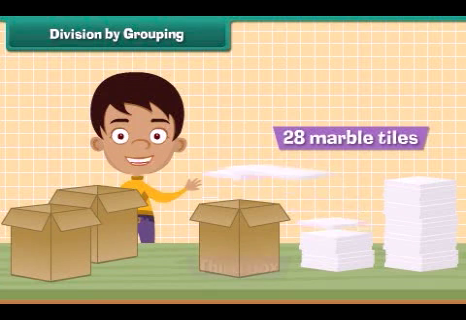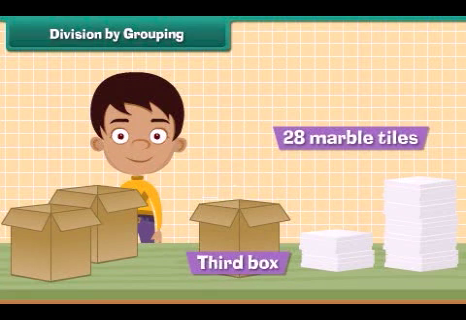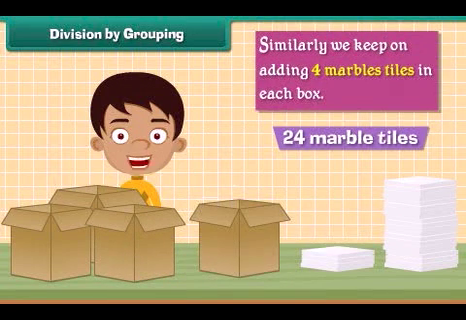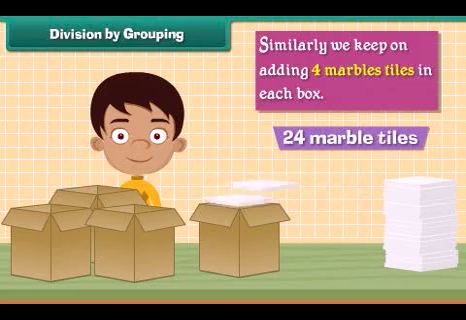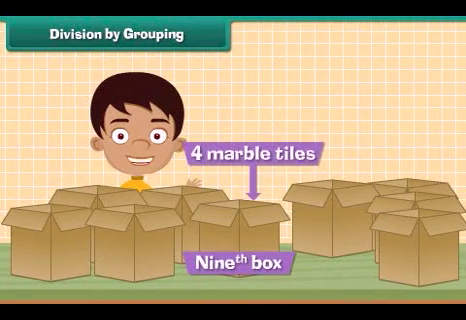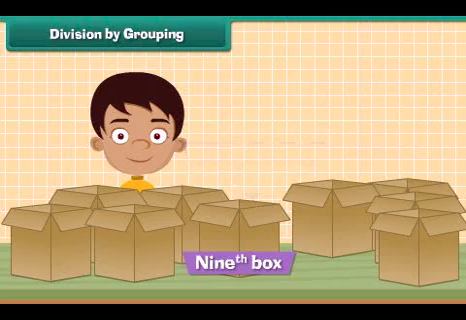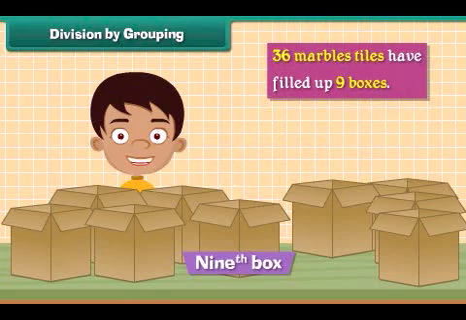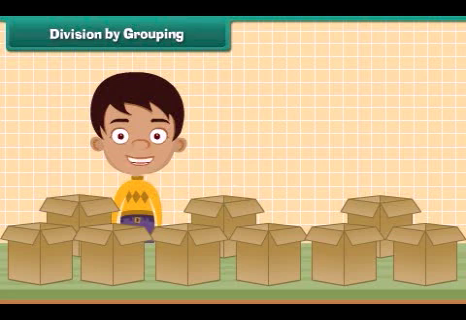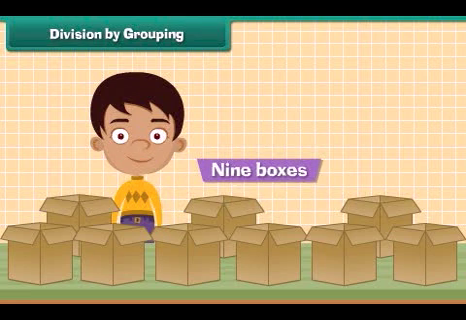4 more marble tiles in the third box. Now 24 marble tiles are left. Similarly, we keep on adding 4 marble tiles in each box. So at last we have the 9th box in which the last 4 marble tiles are kept. 36 marble tiles have filled up 9 boxes. 36 marble tiles put into equal groups of 4 need 9 boxes.